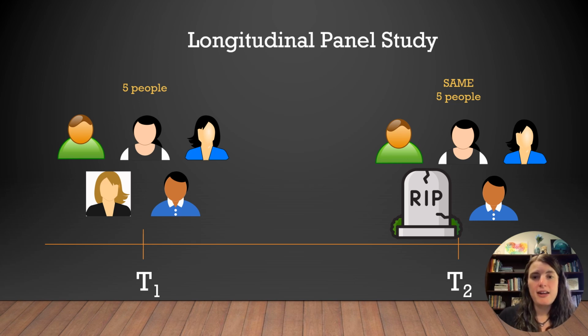Attrition rates in panel studies are the highest of all 3 longitudinal studies because we rely on the exact same people. Attrition can be caused by people dying, like in my example, or by people opting out of the data collection, or people that are not able to be found by the researchers. The longer the time between time 1 and time 2, the higher the attrition rate you'll have because of these issues.